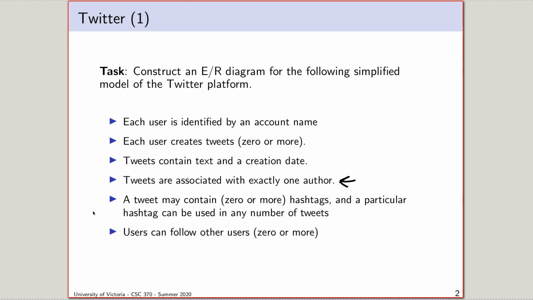And then a tweet can have 0 or more hashtags, doesn't have to contain any. But a particular hashtag can be used in any number of tweets. And so we notice from this idea that a particular hashtag, referring to a hashtag as an object, can be used in any number of tweets. That's sort of implying that we might want hashtag to be an entity. And then users can follow other users. They don't have to, but they can follow as many as they want.